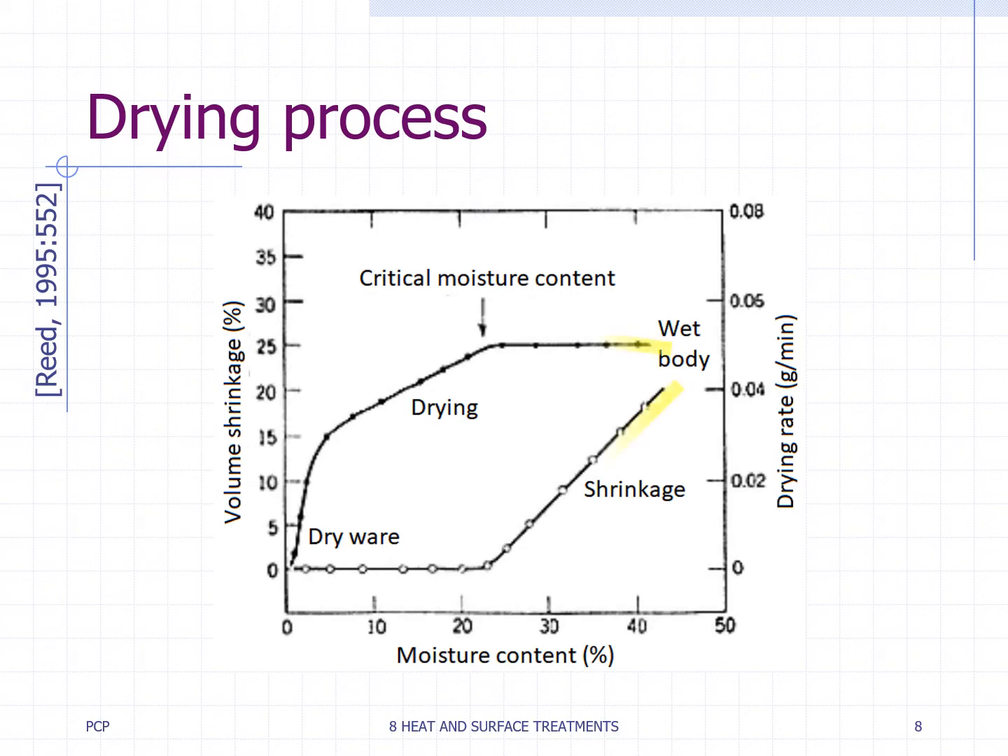The dependence of the volume of the piece on the liquid content for homogeneous drying, where the liquid content is spatially uniform, is shown here. Shrinkage ceases at a particular liquid content, which is called the critical moisture content.